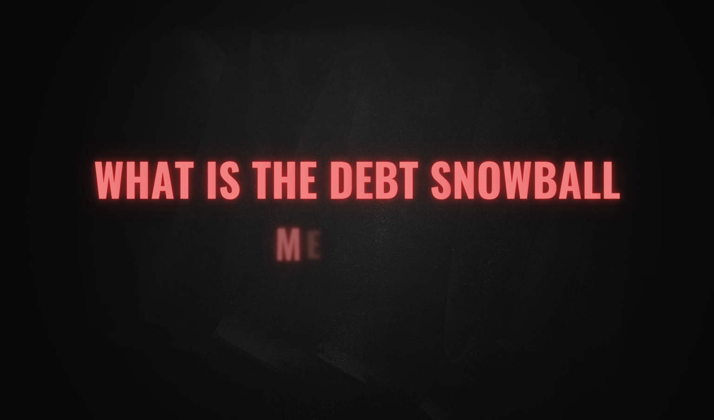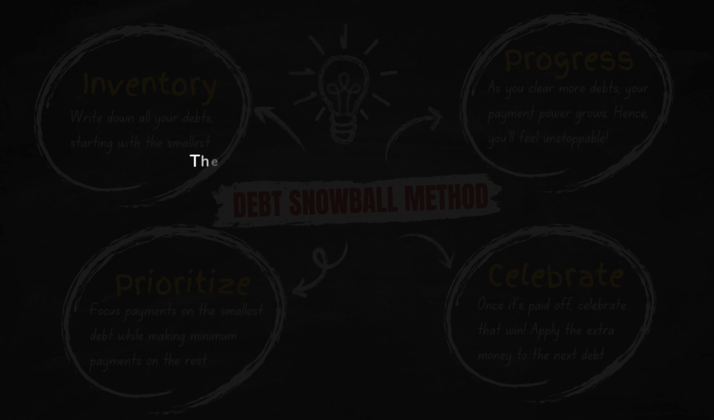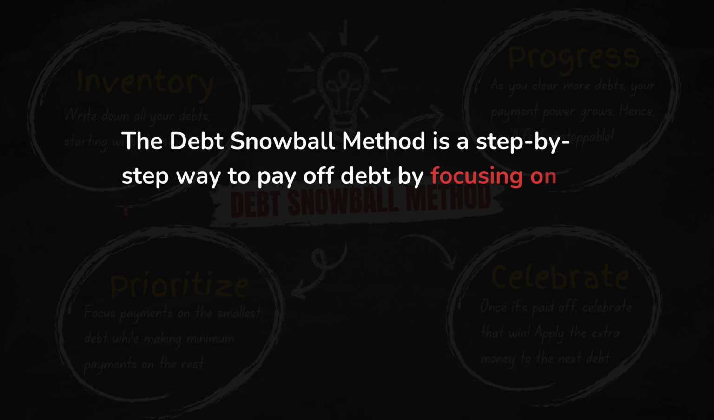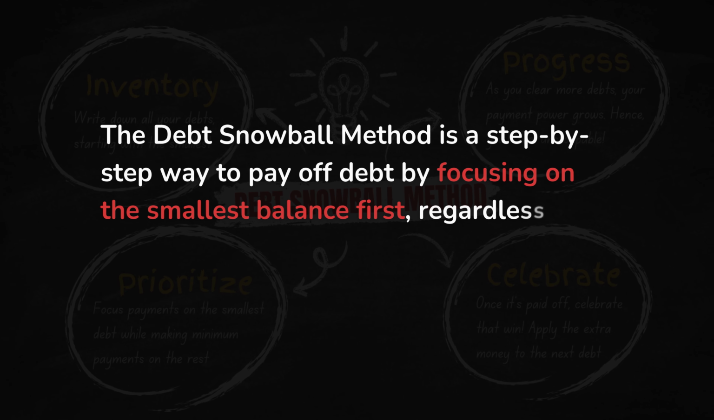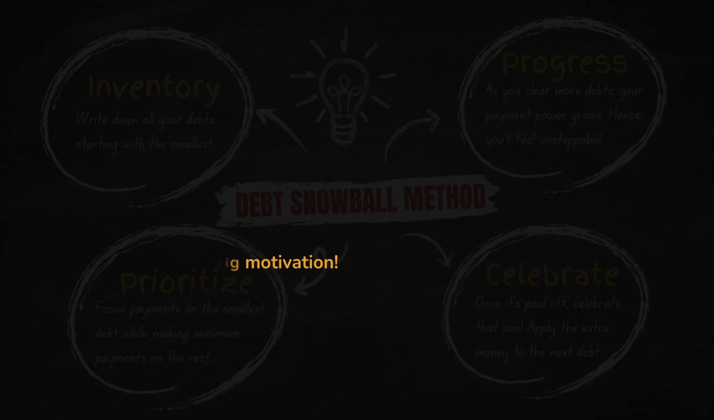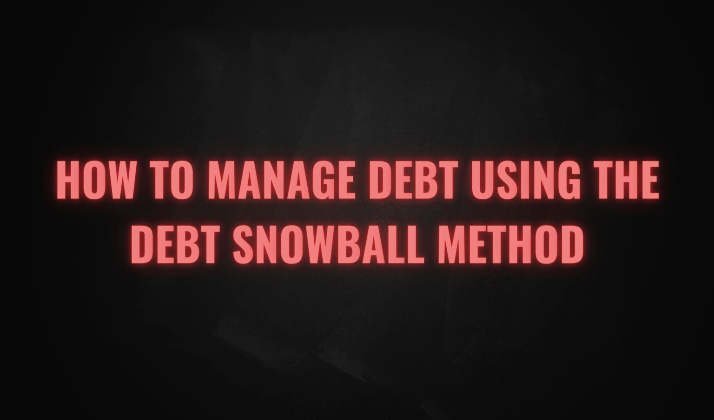What is the Debt Snowball Method? The Debt Snowball Method is a step-by-step way to pay off debt by focusing on the smallest balance first, regardless of the interest rate, because small wins give you big motivation. How to manage debt using the Debt Snowball Method.